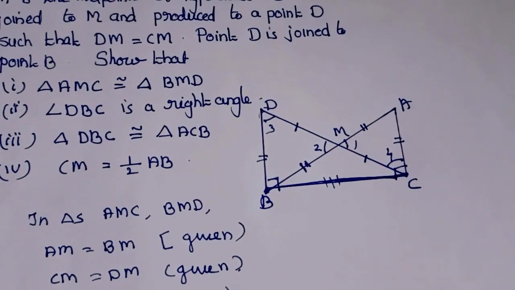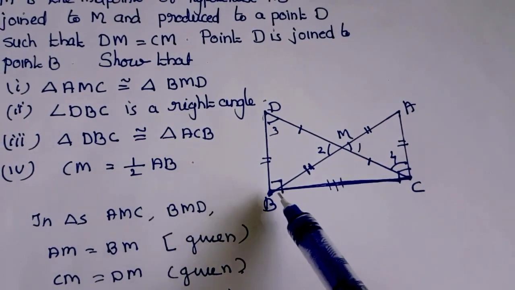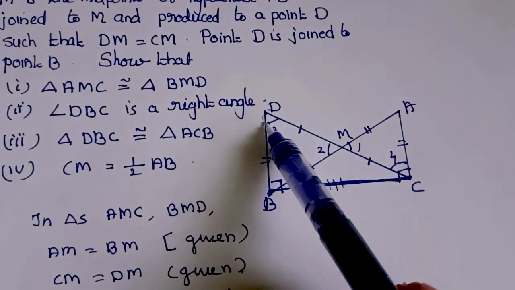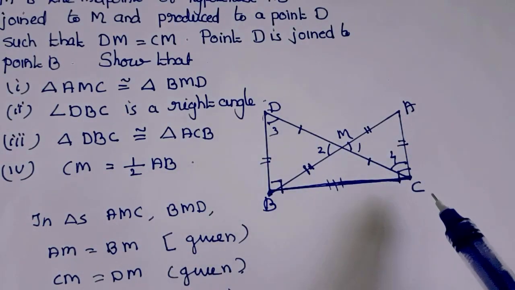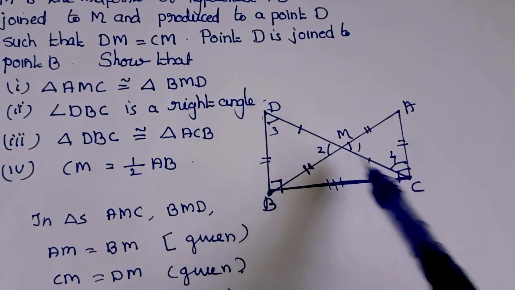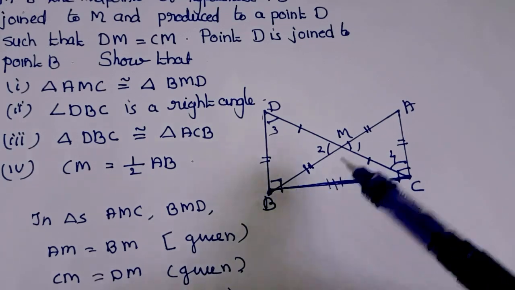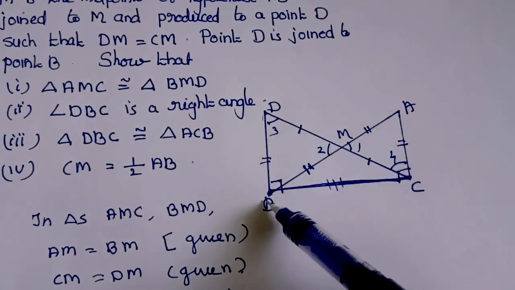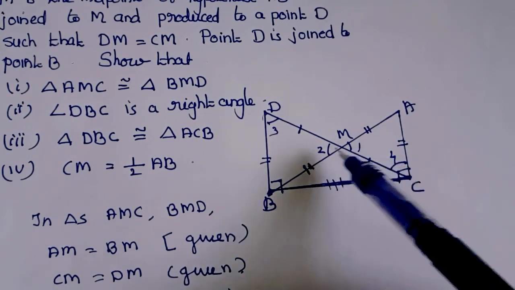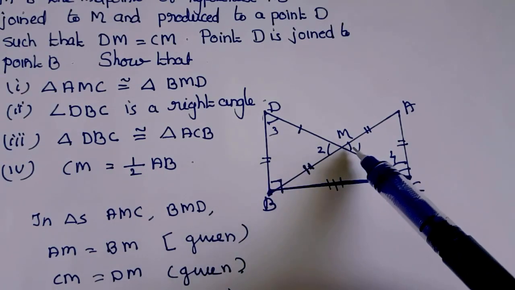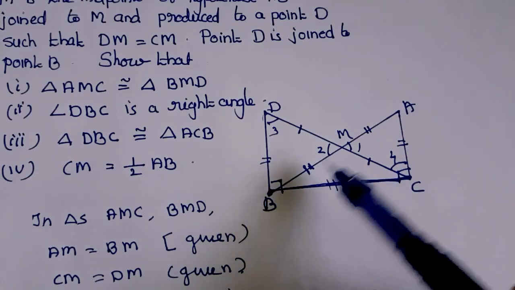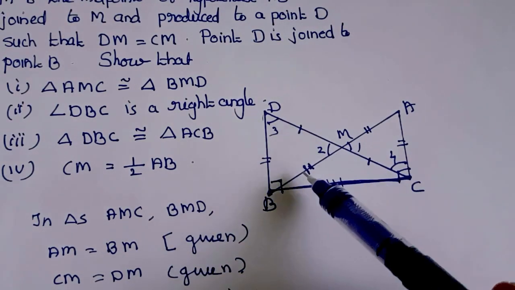Now once again, in the first part, we have to prove that triangle BMD is congruent to triangle AMC. For that, in triangles BMD and AMC, we have DM equal to MC, since it is given that M is the midpoint of CD. AM equal to BM, it is also given. Angle 1 equal to angle 2, vertically opposite angles. Therefore, we get triangle AMC congruent to triangle BMD by SAS congruence.